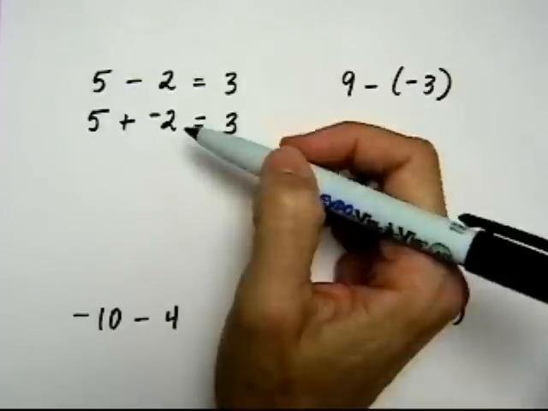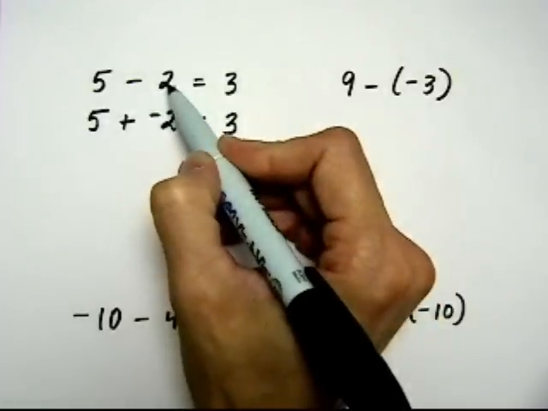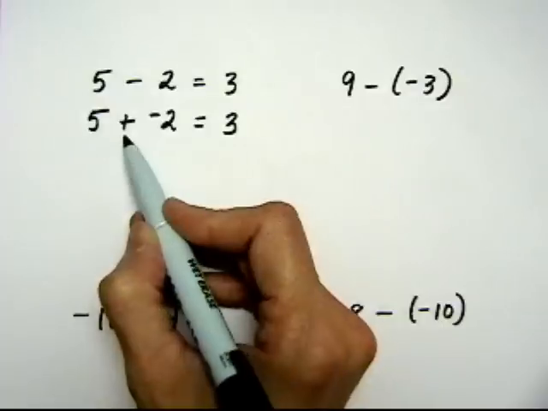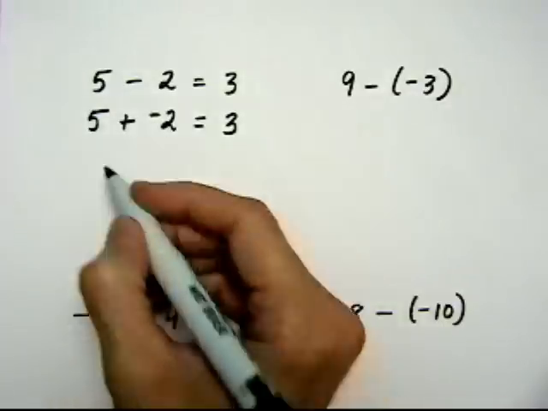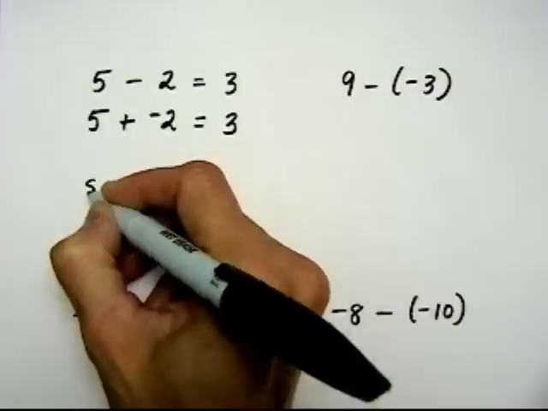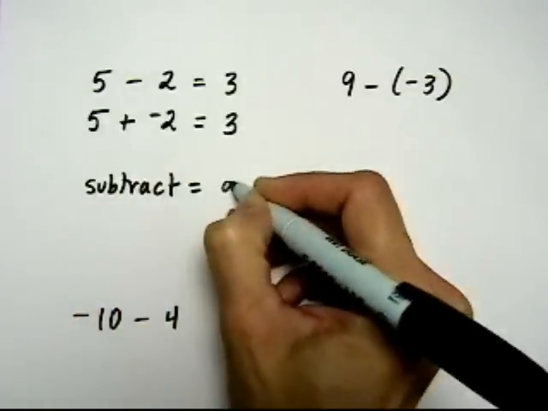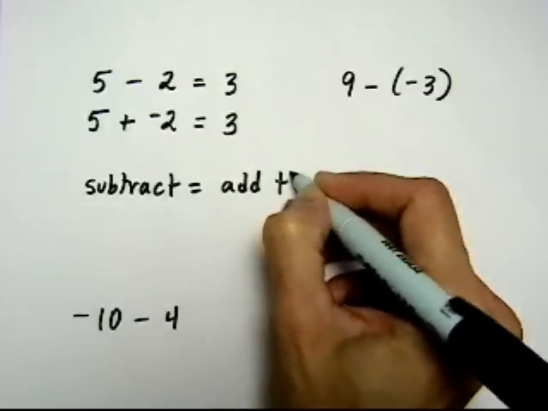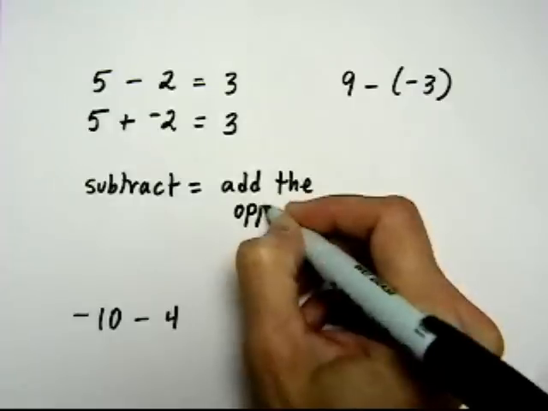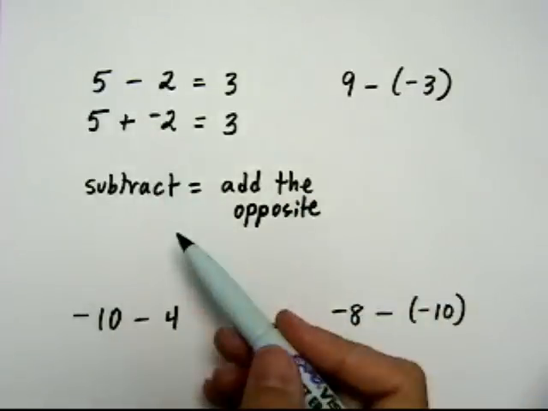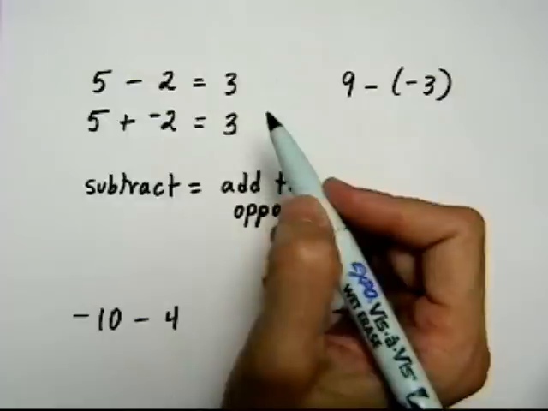So we can think of it as subtracting positiveness or making something less positive is the same as making it more negative. In other words, to subtract two numbers, really you can add the opposite of the number that was being subtracted. So let's go ahead and try another one.